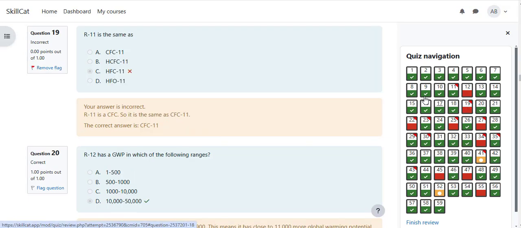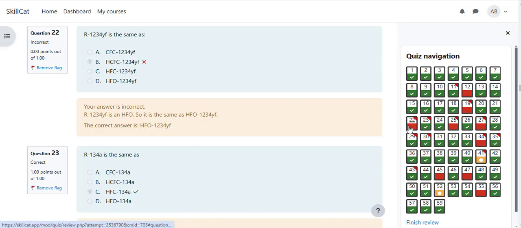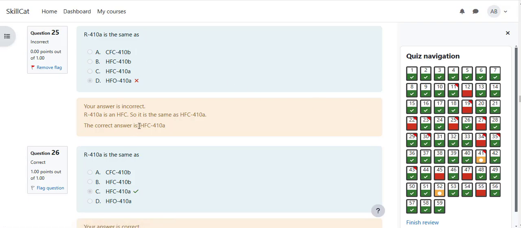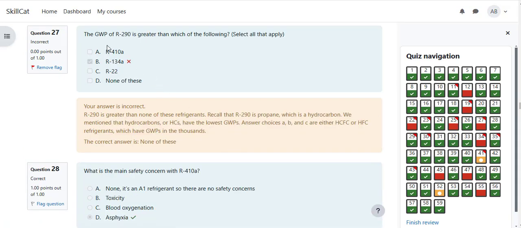And 19. R11, your answer is R11 is a CFC. Okay. Okay, 22. R123 is the same as HFO 123. Okay. And this one R410 is the same as HFC. Okay. The GWP of R290 is greater than which of the following? None of these refrigerants.